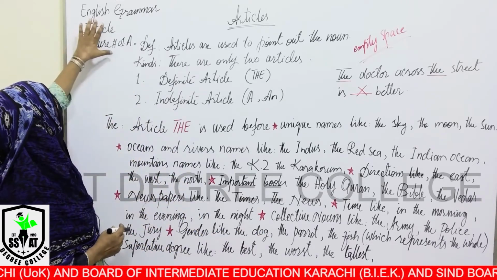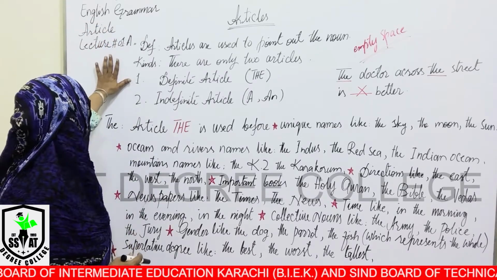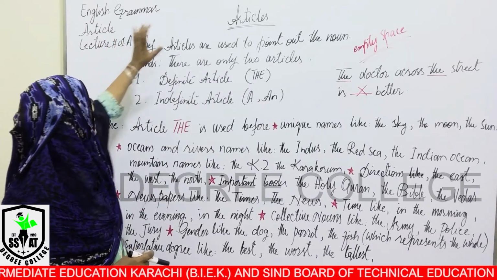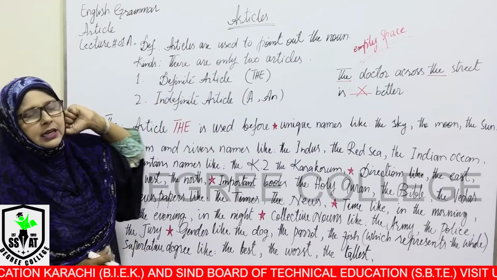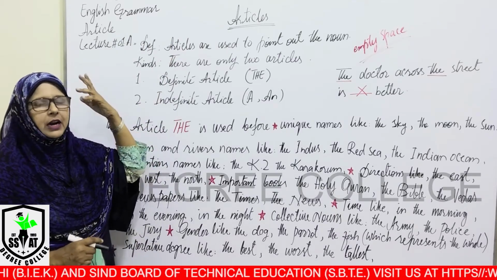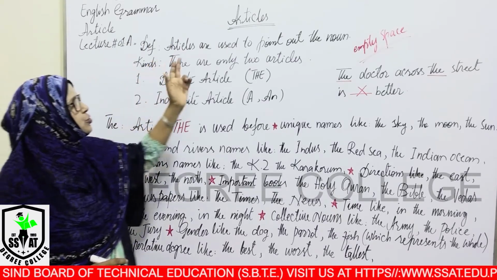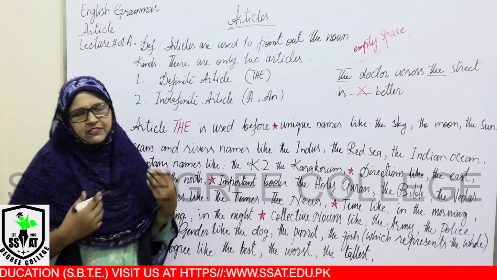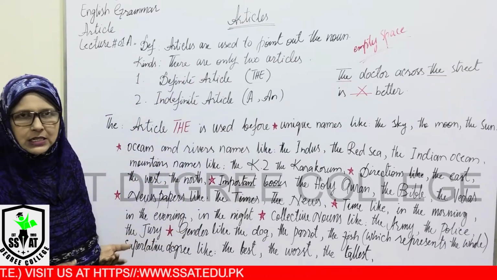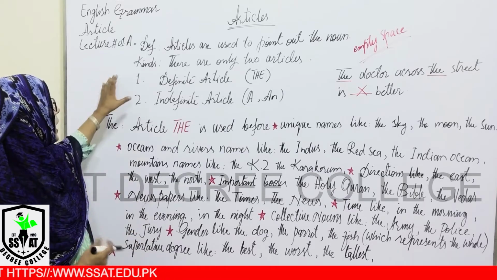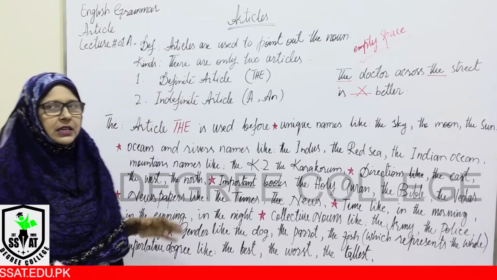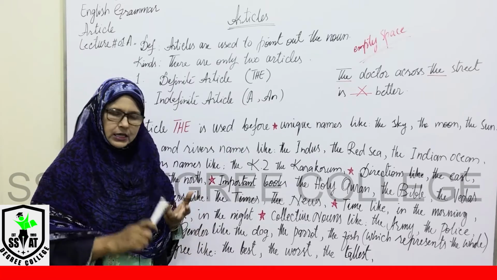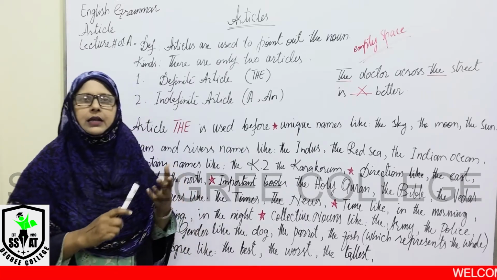English grammar, articles, is Lecture 1, Part A. Firstly, let me define article. Articles are used to point out, to define nouns. Articles precede nouns, right? And some people say there are 3 articles: the, a, and an.